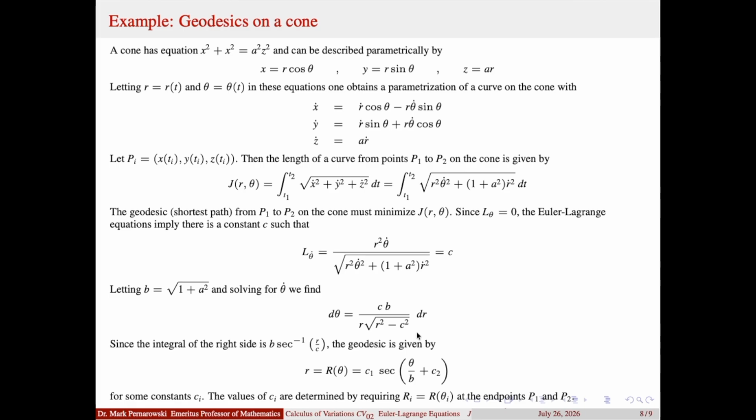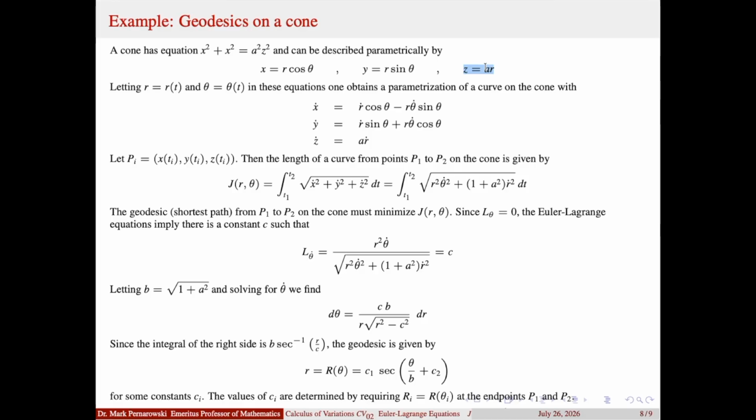Okay, I can already see a slight typo here. This y here is supposed to be y squared. So a cone has the equation x squared plus y squared is equal to some constant a squared times z squared. And you can define a cone parametrically using this and this. So if x is r cos theta and y is r sine theta, then it must be the case that z is ar. That's a parametrization of the surface, commonly called the cone.